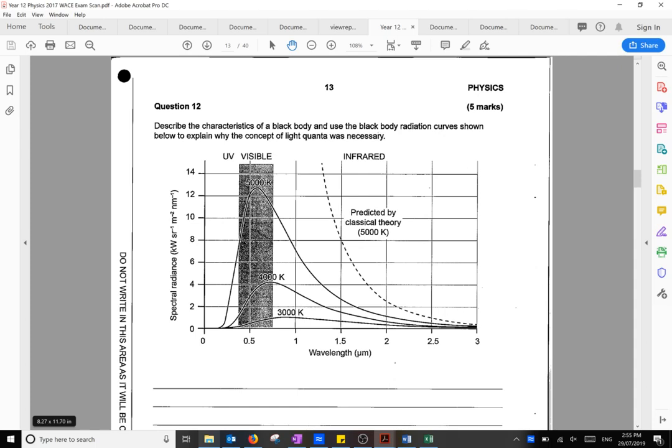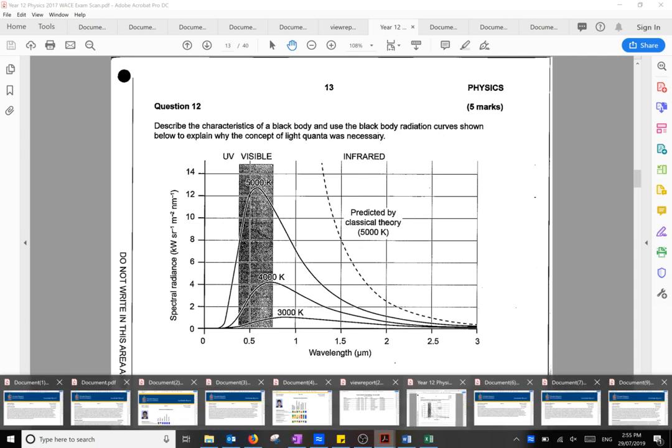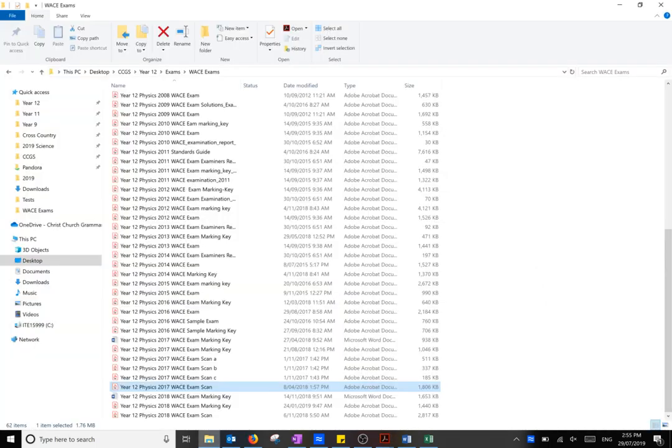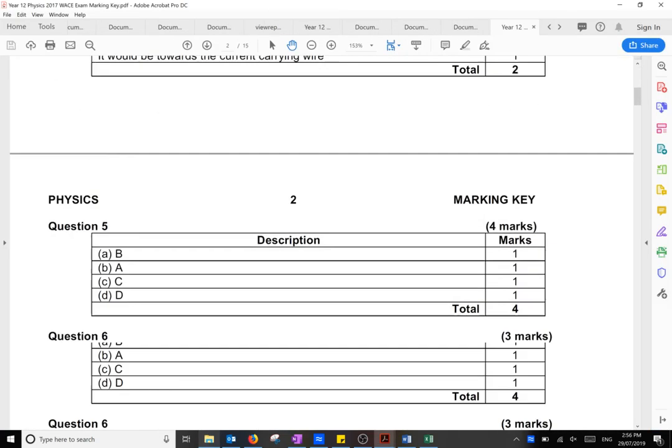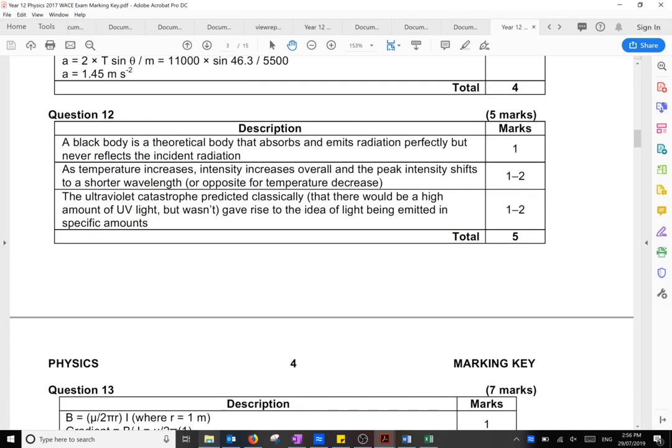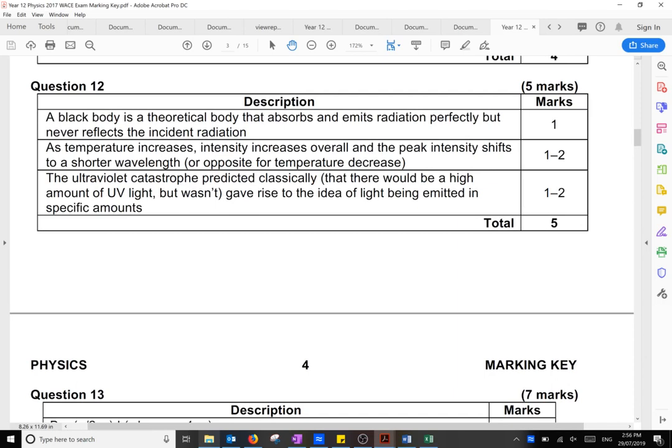Now, let me just bring up the solutions to that, which I'll have to bring up. Marking key 2017. What was it? Question 12? Was it? There we go. All right.